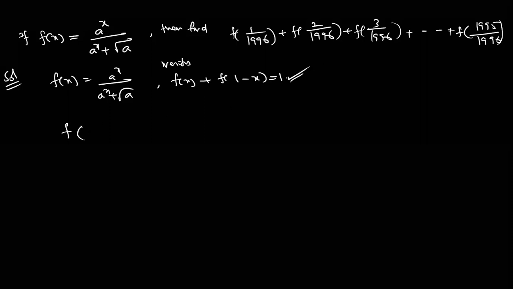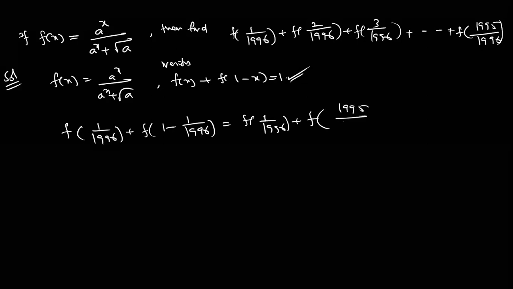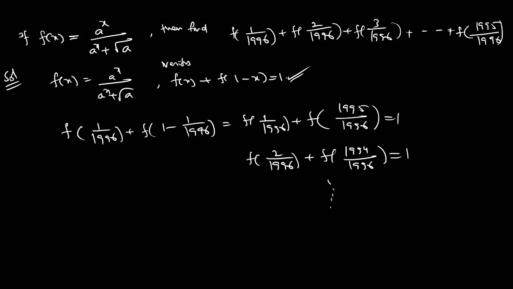Then f of 1 by 1996 plus f of 1 minus 1 by 1996, how much? Anyone? 1995 by 1996, so this pair's value is how much? 1. Like that, 2 by 1996 plus its complement, how much? This value is how much? 1. So continue this process. What is the middle number? 998 by 1996.